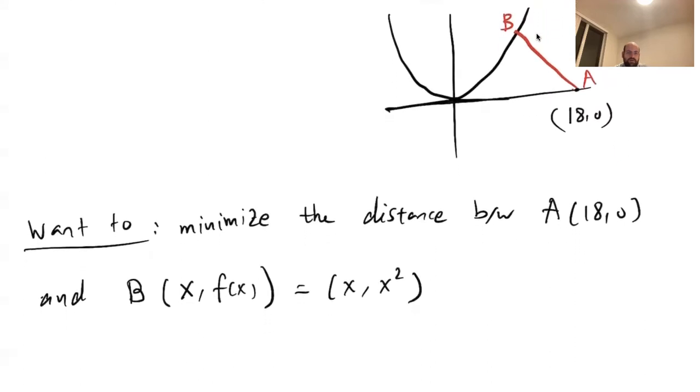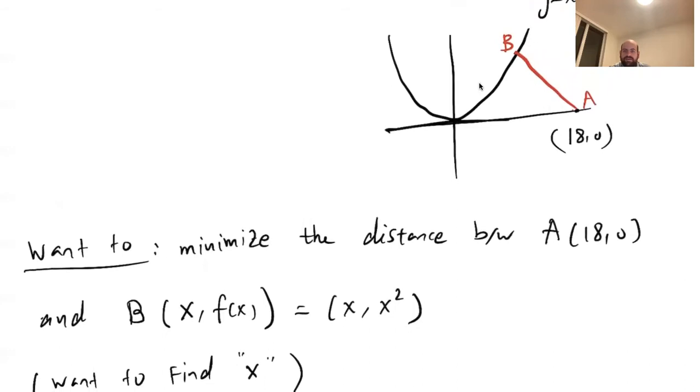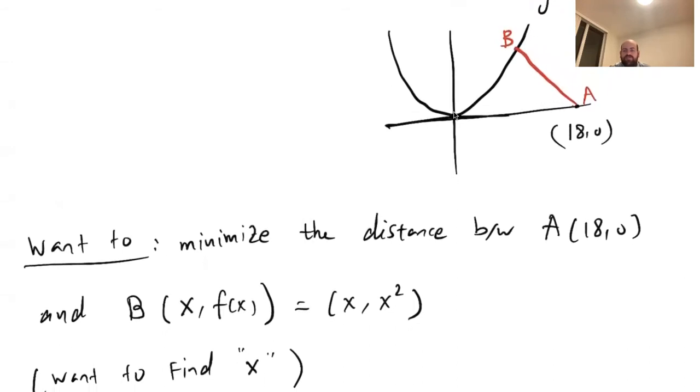Okay, so we want to find B. We want to find x, which will determine the point, right? Any point on this curve is of the form x and f of x. In this case, f of x is x squared. So any point on this curve is of the form x and x squared. Among all these points on the curve, we want to find the one that has the smallest distance to this fixed point A.